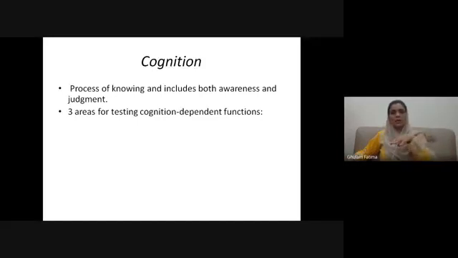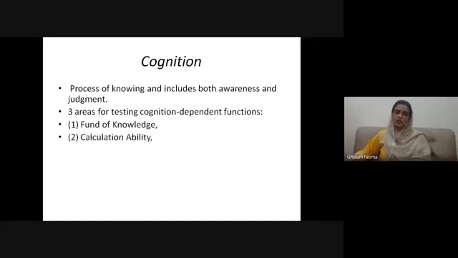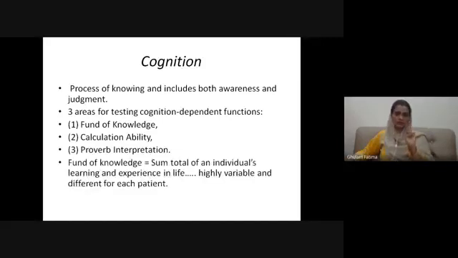To completely encompass all the areas of cognition-dependent function, it is further divided into three areas. First is fund of knowledge. We'll discuss these three one by one. One is fund of knowledge, second is your calculation ability, and third is your proverb interpretation. So fund of knowledge is simply the sum total of an individual's learning and experiences in life.